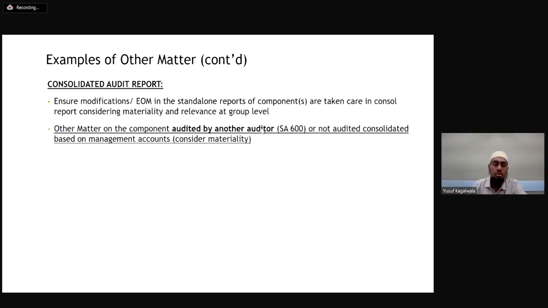In case of a consolidated audit report, the other matter para normally includes two points. The other points which are there in the standalone reports will also continue, where applicable. But there are a couple of other points which come: one where the component is audited by another auditor, and the other when the component is not audited by anybody and management financials are taking place.